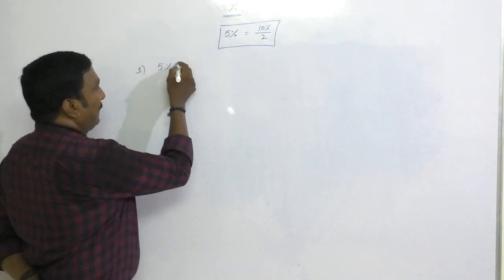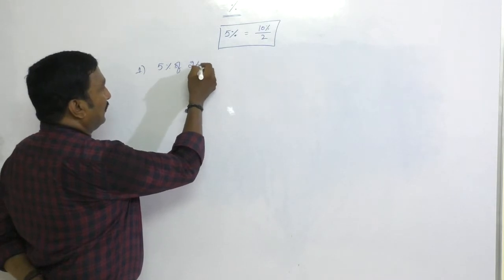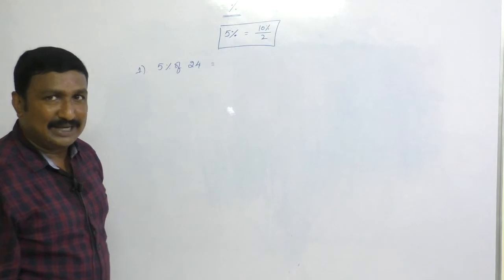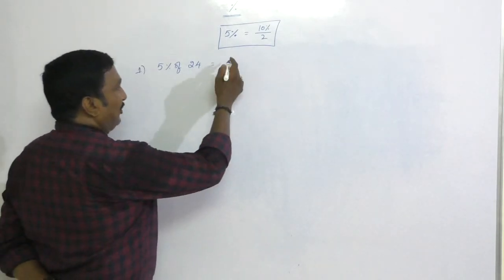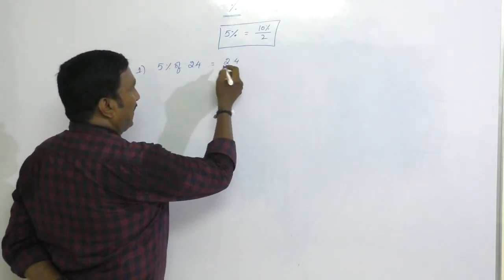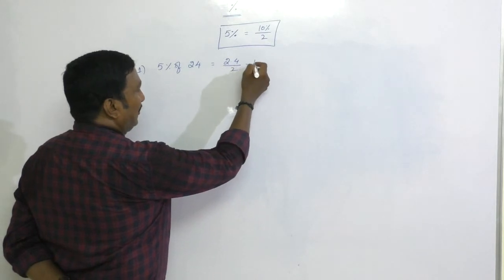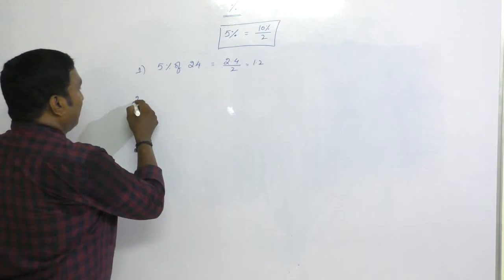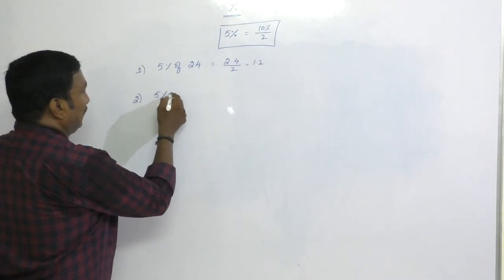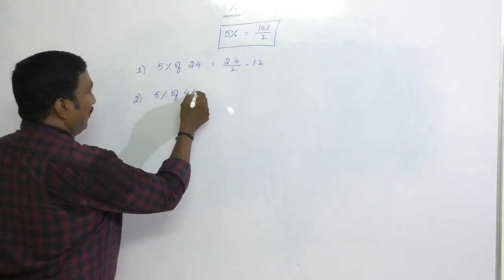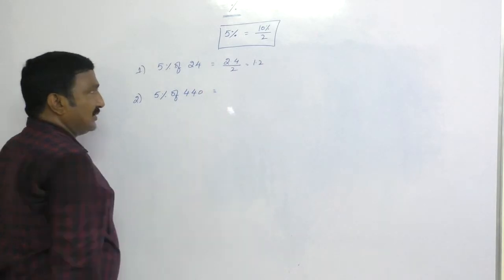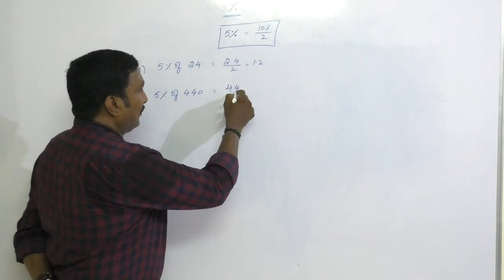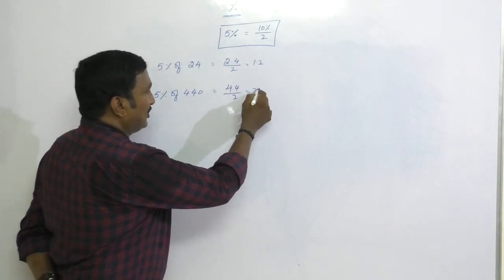5% of 24. So what is the 5% of 24? First we have to calculate the 10%. 10% of 24 is equal to 2.4. Half of this number is equal to how much will come? 1.2. Similarly, 5% of 440. So what is the 5% of 440? What is the 10% of 440? 44. 44 by 2 is equal to how much? 22.